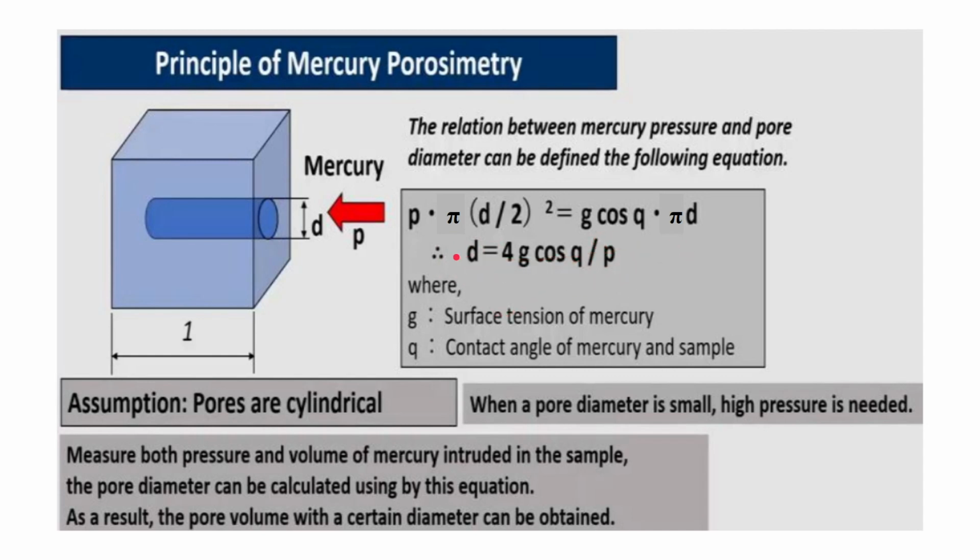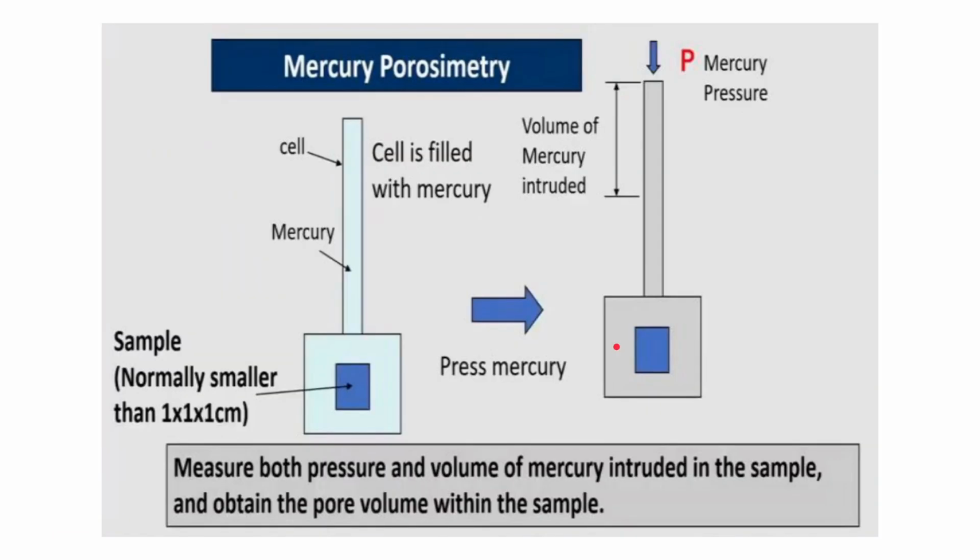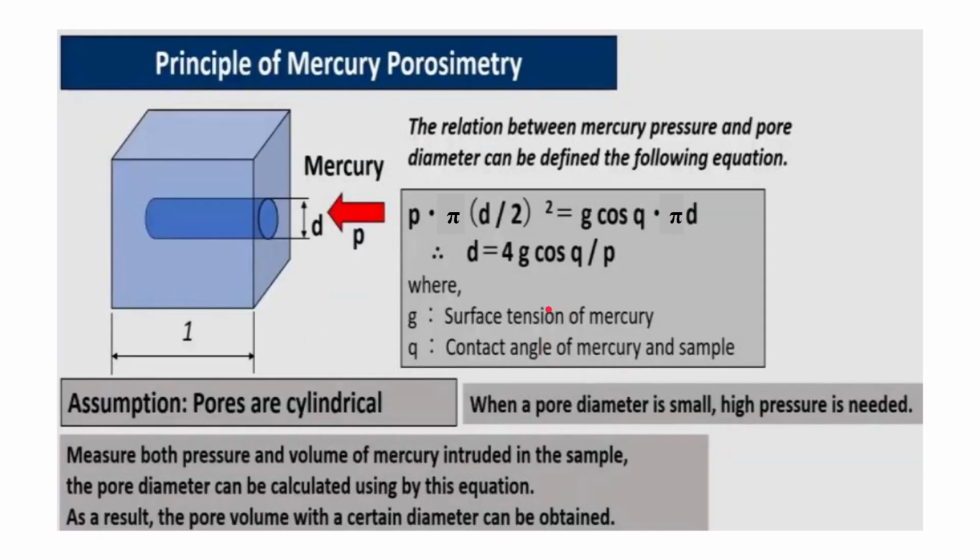So this relation d is equal to 4 γ cos θ by P, that is the relation using which we can find out the pore size. Based on this, you can see that d is inversely proportional to P. That means when the pore diameter is small, the pressure is very high. The high pressure is required to enter small pores. Similarly, if the d is big, P is small, that means less pressure is required for entering a large pore. So using this, we can find out the pore size.